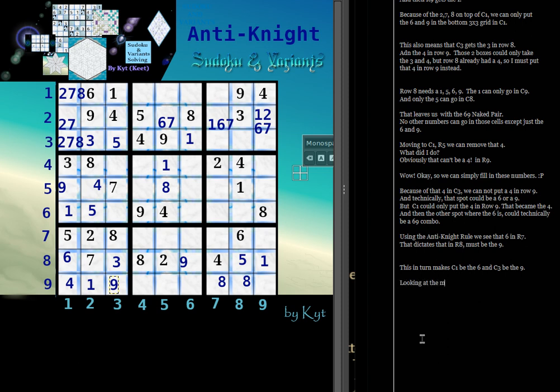Okay, looking at the middle 3 by 3 grid in columns 1 through 3, we need a 2, 5, 2, and a 6. Row 4 has a 2, so we put the 6 in row 2 and the 6 and the 2 in row 6.